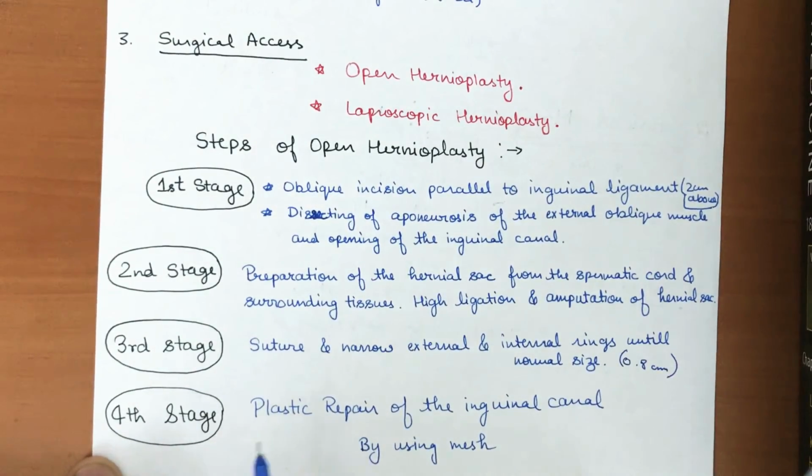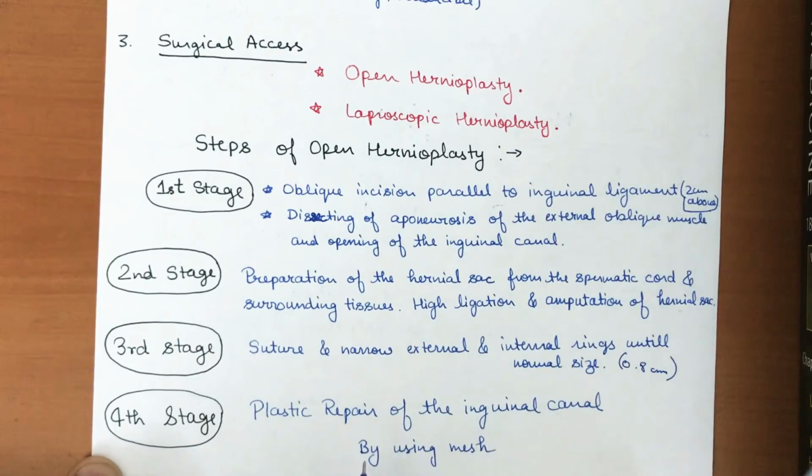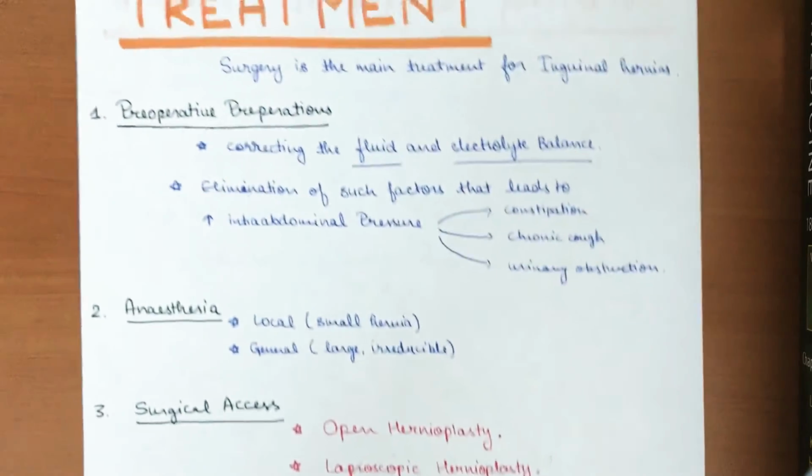In the fourth stage we will do plastic repair of the inguinal canal by using mesh. This mesh can be the aponeurosis of the muscles itself, or it can be some foreign material, for example prolene or dacron, etc. These kinds of meshes can also be used. Now we will learn about surgery in detail.